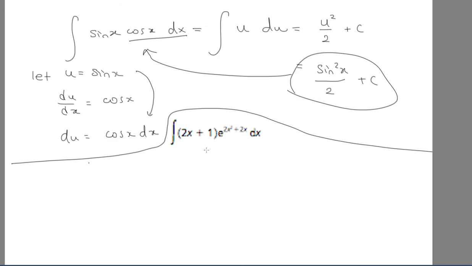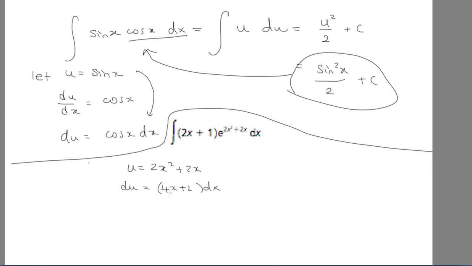So which one should you let equal to u? That's what you need to think about. This is integration of, I think, e to the power of... I would let u equal to this power here. So u is equal to 2x squared plus 2x. So therefore, du is equal to 4x plus 2 dx. Like this.